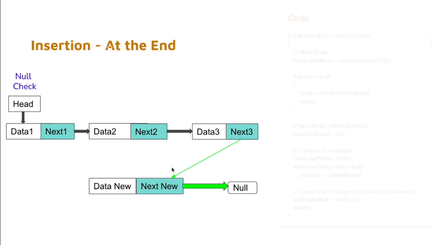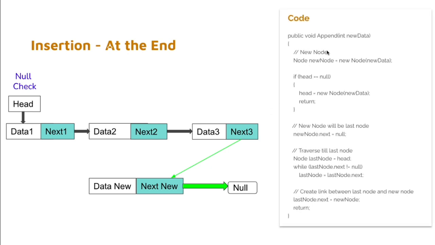So let's see the code. In a similar way we can write the code. We have written a function called append, and we pass one parameter, new data, that will be the value of the new node. The first step is to create a new node. Again, using the same concept, we are instantiating the node class, so we have created a new node, right?